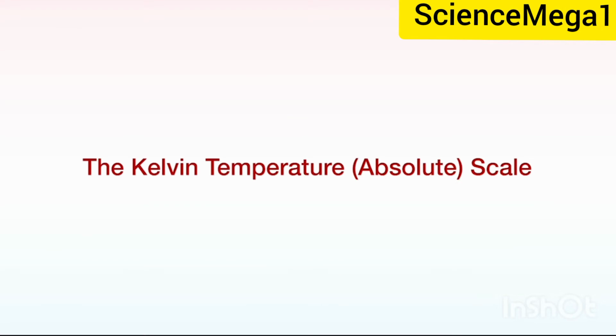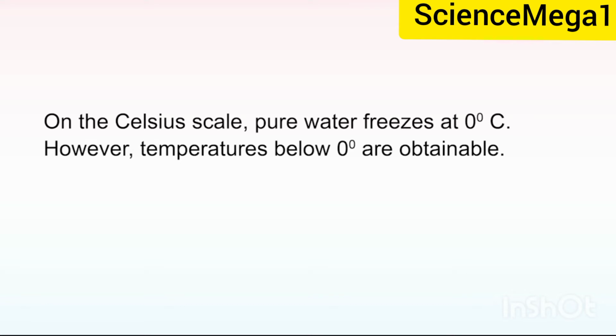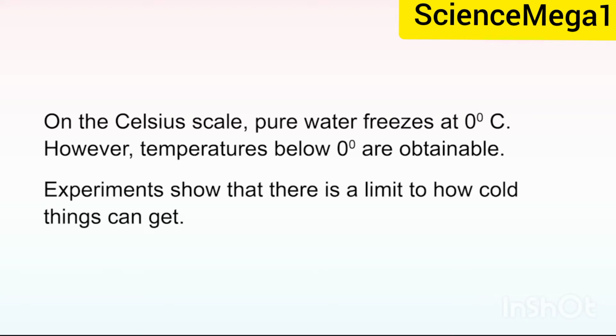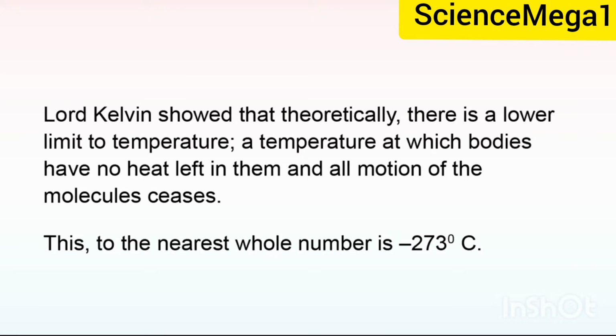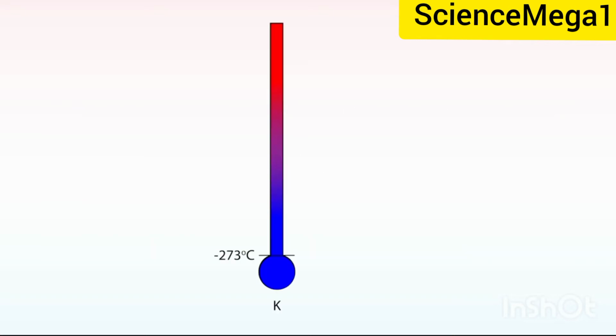Let's now turn our attention to the Kelvin temperature or absolute scale. On the Celsius scale, pure water freezes at 0 degrees Celsius. However, temperatures below 0 degrees are obtainable. Experiments show that there is a limit to how cold things can get. Lord Kelvin showed that, theoretically, there is a lower limit to temperature, a temperature at which bodies have no heat left in them and at which all motion of the molecules ceases. This, to the nearest whole number, is negative 273 degrees Celsius. On the Kelvin scale, this is treated as 0 Kelvin, and it is known as absolute zero.